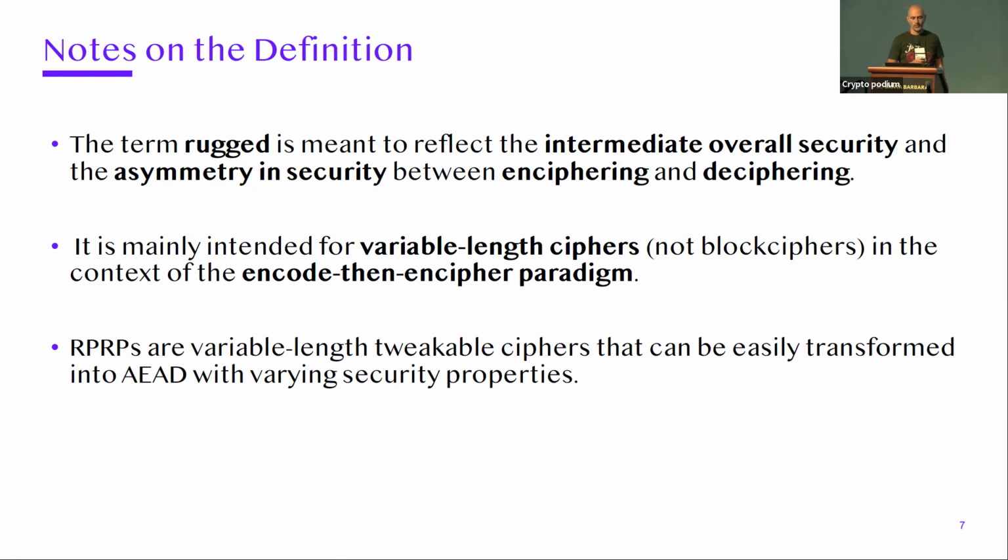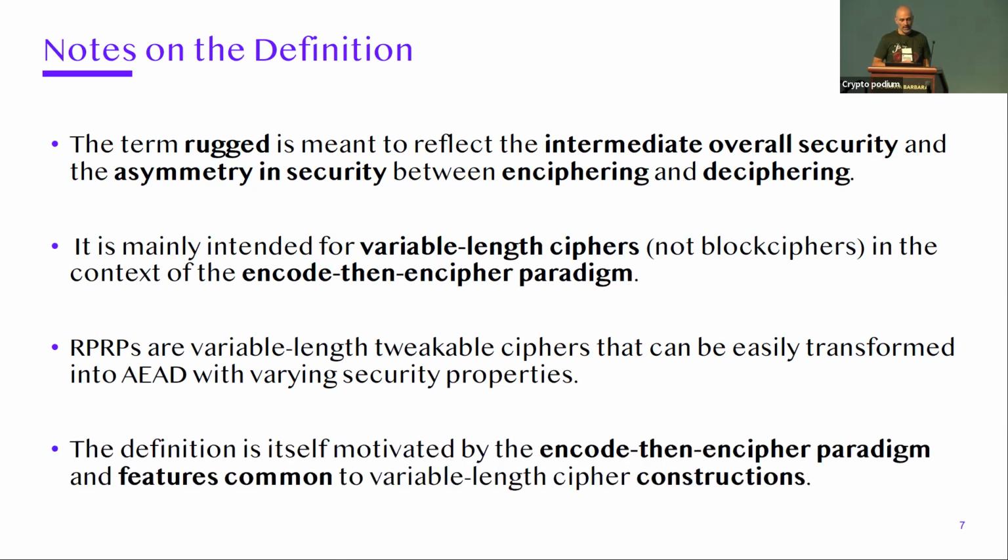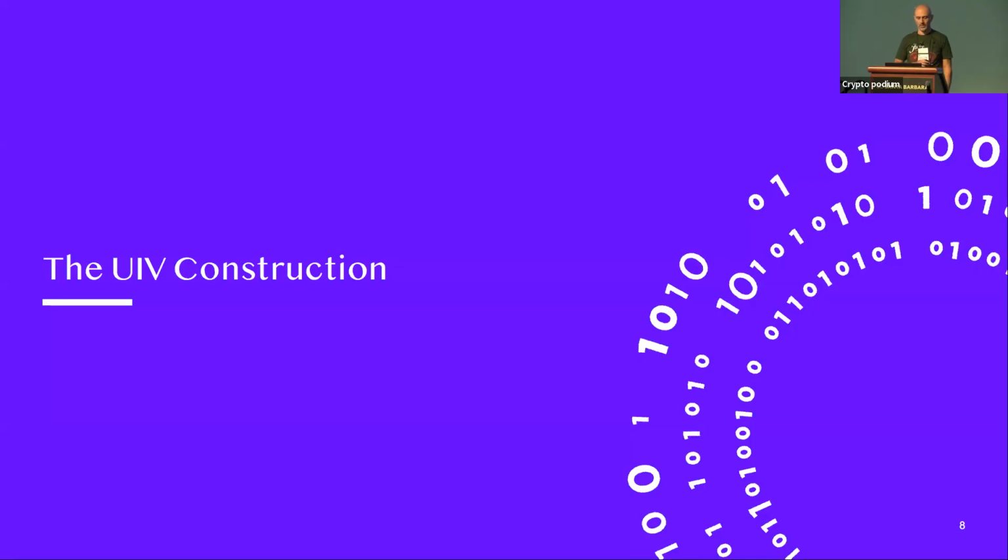Essentially meaning that we're thinking of variable length tweakable ciphers from which we can easily realize AEAD schemes with a variety of security properties. And it is not very meaningful in the context, for example, of tweakable block ciphers, right? And the definition itself might seem a bit artificial, but it is motivated by the encode-then-cipher paradigm and certain features that are common to various constructions of variable length ciphers. So with these in mind, the definition is a rather natural one. So let's see now how we can construct rugged PRPs.